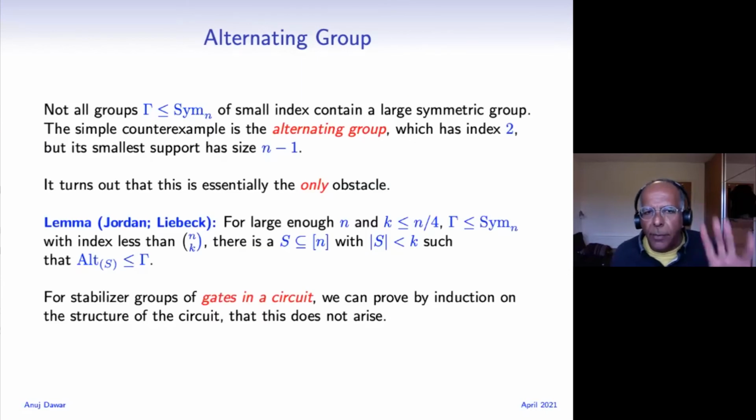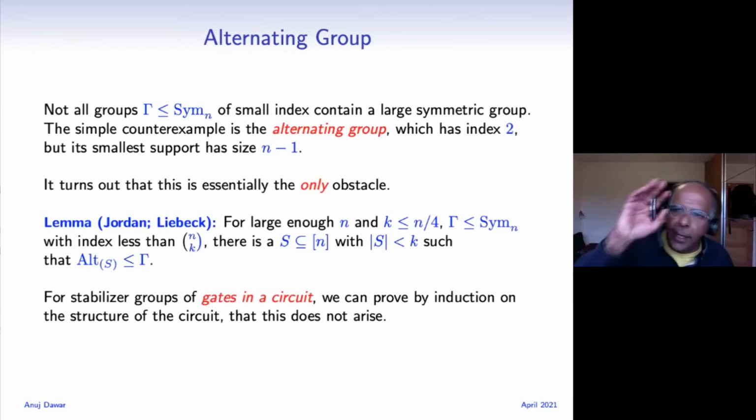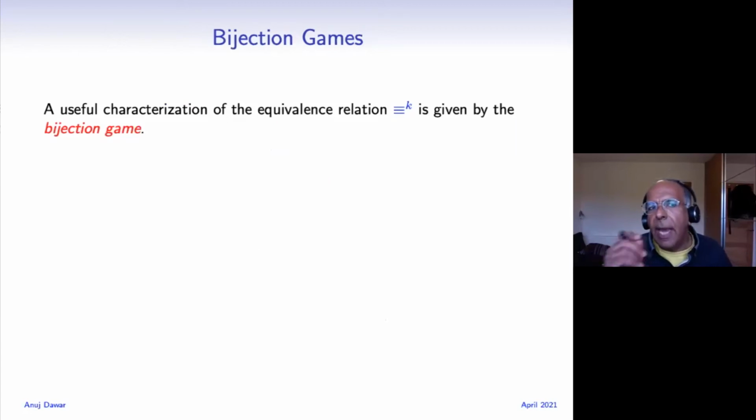This support theorem is one ingredient of our proof connecting the Weisfeiler-Leman dimension to circuit size. The second ingredient is a characterization of this Weisfeiler-Leman equivalence in terms of what are called bijection games. This is due to Hella and was proved back in '96.